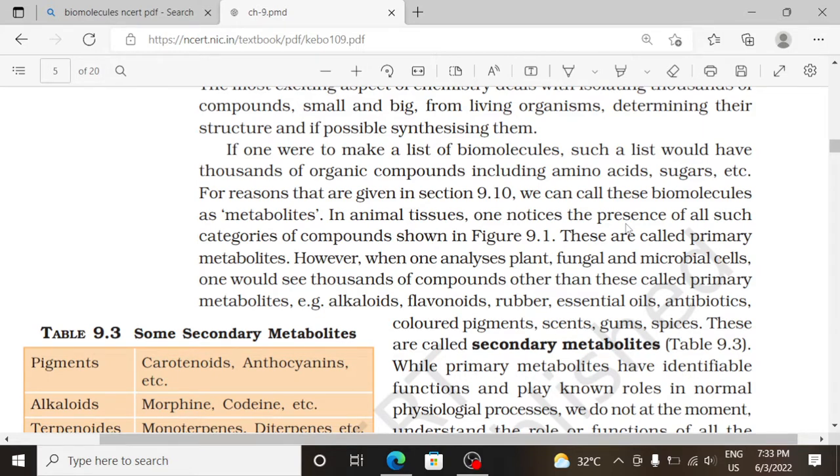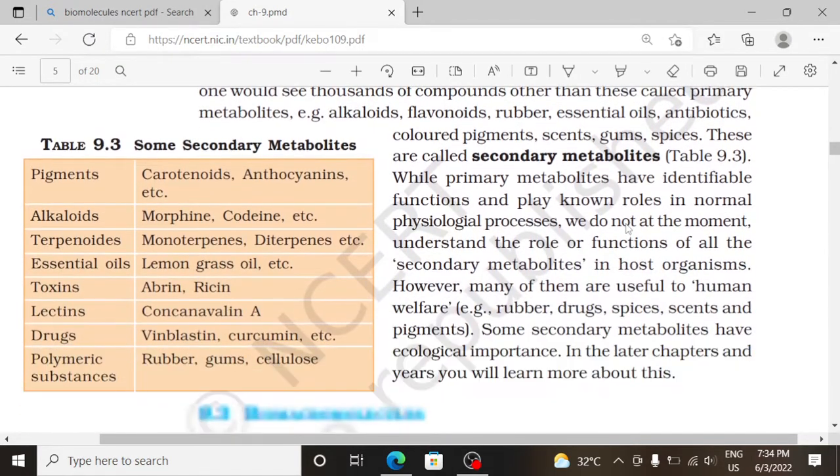However, when one analyzes plant, fungal and microbial cells, one would see thousands of compounds other than these primary metabolites, for example alkaloids, flavonoids, rubber, essential oils, antibiotics, colored pigments, scents, gums, spices. These are called secondary metabolites.